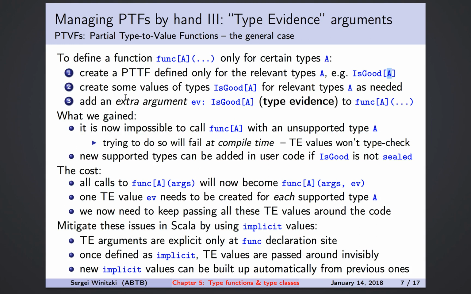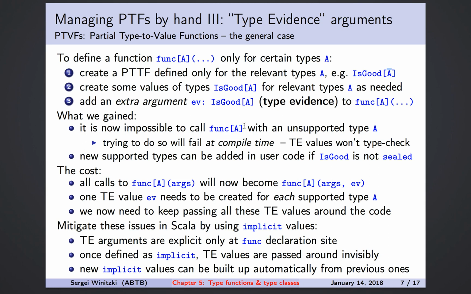Now, we will add an extra argument to this function func. In addition to all the arguments it already has or needs, we add another argument, which we will call the type evidence, and this argument will be of type IsGood of A. So this function cannot be called unless you have a value of this type. And you can only have values of this type if the type is supported by the partial type to type function. In other words, if the type is from the correct type domain that you're defining.